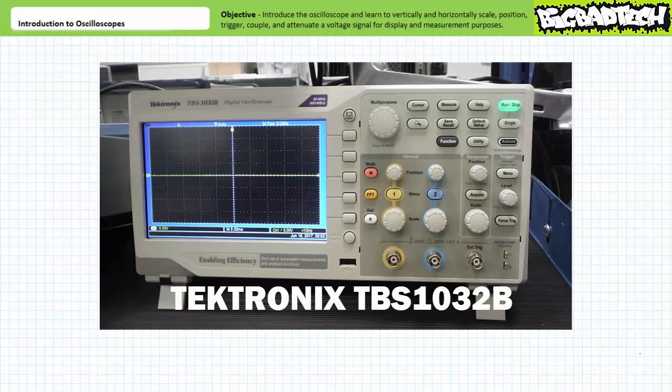For the purposes of today's lecture, we'll be making use of the Tektronix TBS 1032B digital oscilloscope. This in no way is meant to be an exhaustive review of this tool nor an endorsement of this particular manufacturer or model. I only wish to present the functions of interest on a representative example so the viewer can gain some practical exposure to these functions and interpret the manner in which results are displayed.